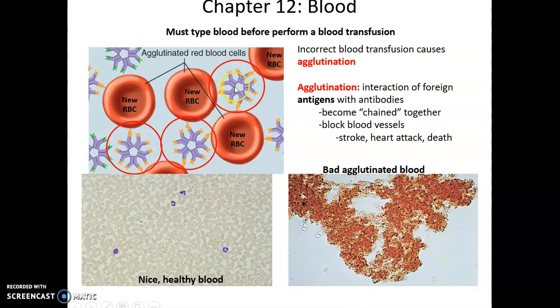And basically what's happening is the antibodies against the invading antigen will bind to those antigens and also bind to other red blood cells that possess those antigens and form these big masses of cells. And these big masses of cells basically act as blood clots and can block blood vessels, leading to things like strokes, heart attacks, and deaths. So it is always very important during a blood transfusion for the person to receive the appropriate kind of blood, because nobody wants their patient to die.